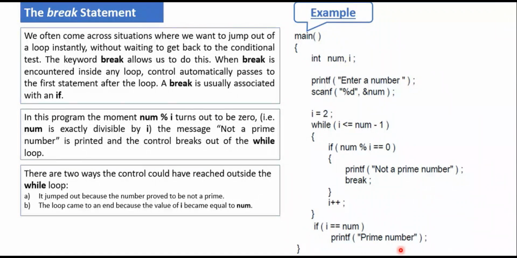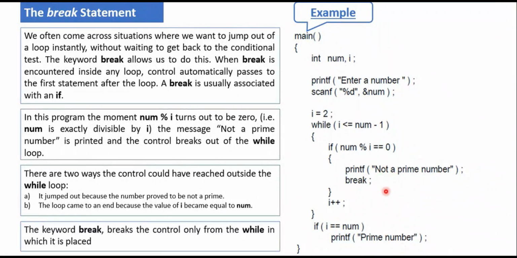So the keyword break breaks the control only from the while loop in which it is placed. That means if there are multiple while loops, the break placed in one while loop will break only that loop, not the other one. We'll try to run this code in the Code::Blocks session. So let's jump to the Code::Blocks window.